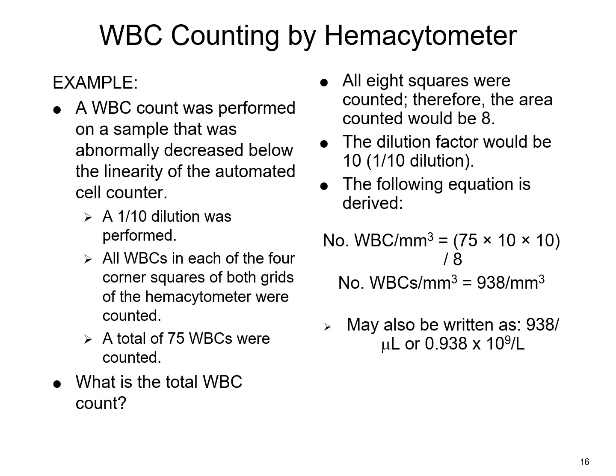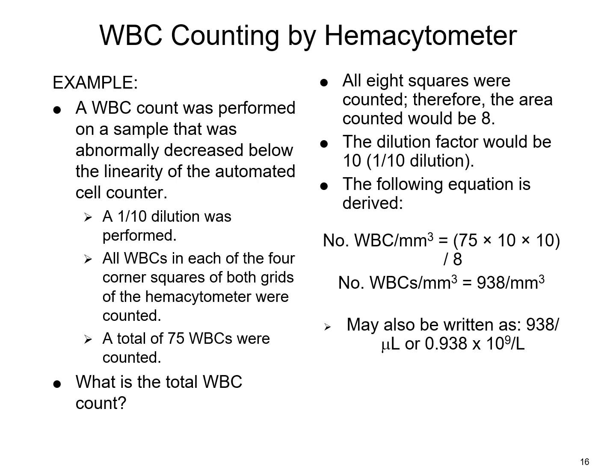In this particular example, a white blood cell count was performed on a sample that was abnormally decreased, or below the linearity of what the cell counter could actually perform. A 1 to 10 dilution was performed. All white blood cells in each of the 4 corners of the grids of the hemacytometer were counted for a total of 75 white blood cells. What is the total white blood cell count?